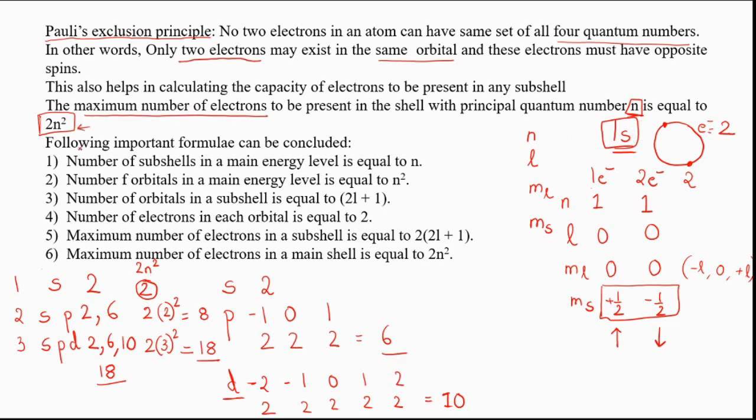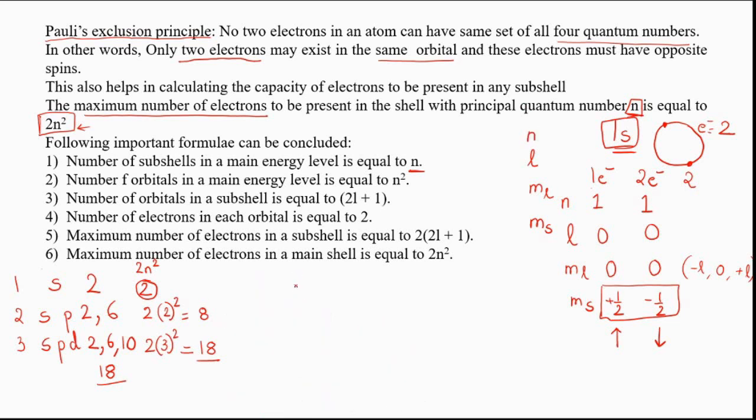Now we have learned various different methods of calculating the number of orbitals or the number of electrons, and now we'll formulate all these together into a few, like 6 points. If you look at each point, we'll understand. Let's say the first point: the number of subshells in a main energy level is equal to n. How can I explain this?